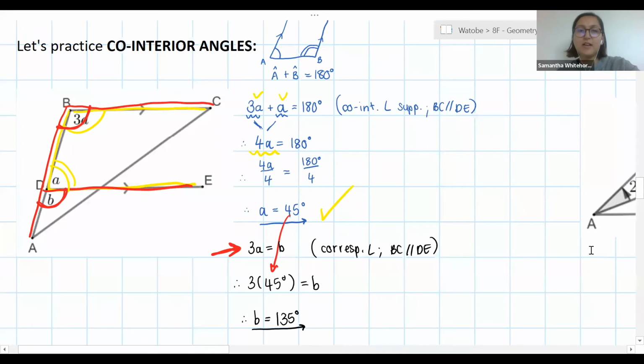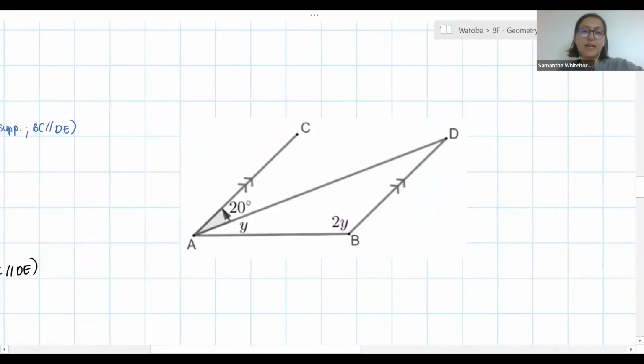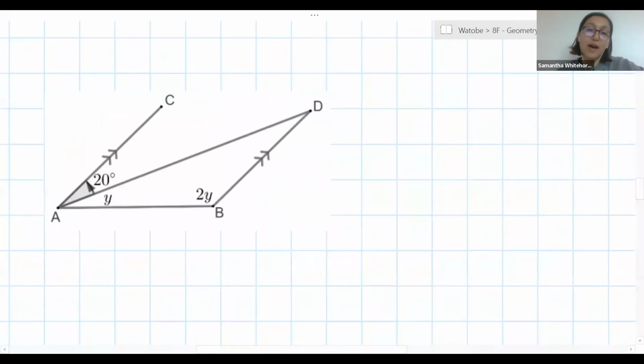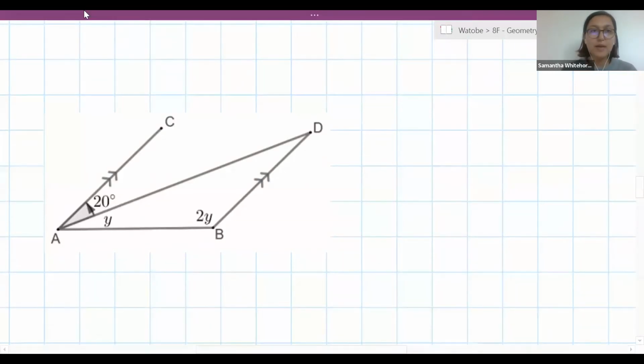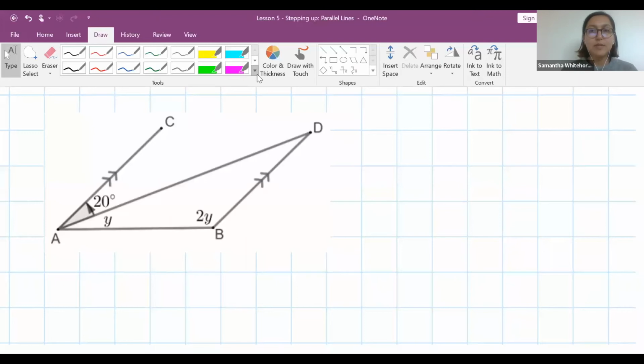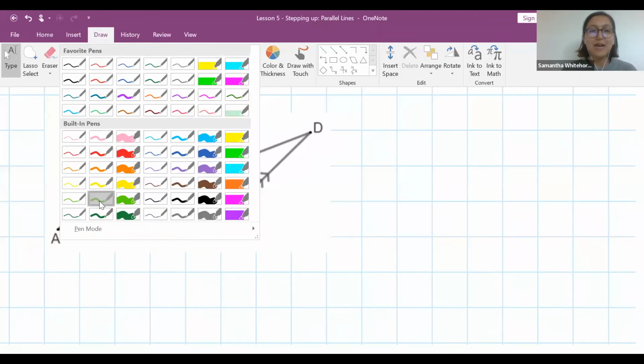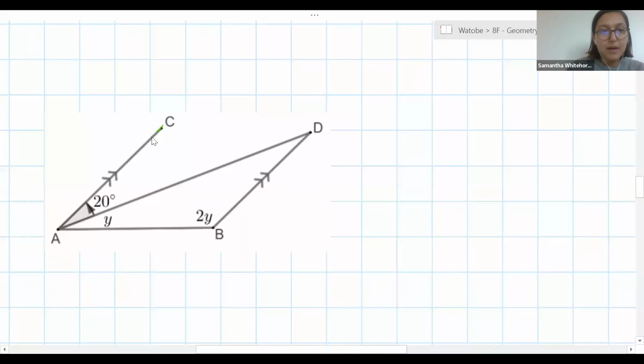Okay, guys, we are going to take a little break in a second, but let us try this question over here. Remember, we're trying to practice our co-interior angles. We're trying to practice that U shape. And we know that co-interior angles means that when we add them together, I should get 180 degrees. Now, here are my parallel lines AC and BD, and if you have a look, it does form that U shape for me. So I know if I add the 2y plus the 20 plus the y, I should get 180 degrees. I've started you off there.